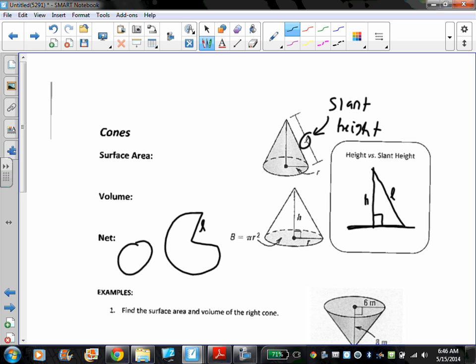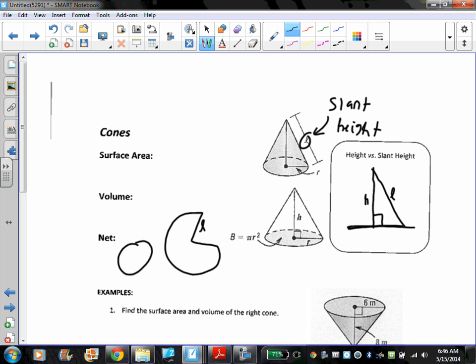So the height is what you get just going straight down from the top of the cone, and the slant height is what you get by going down the side of the cone. All right, the reason we need to know that is because both are used in the equations that we're going to be dealing with here. So I wanted to clear that out.